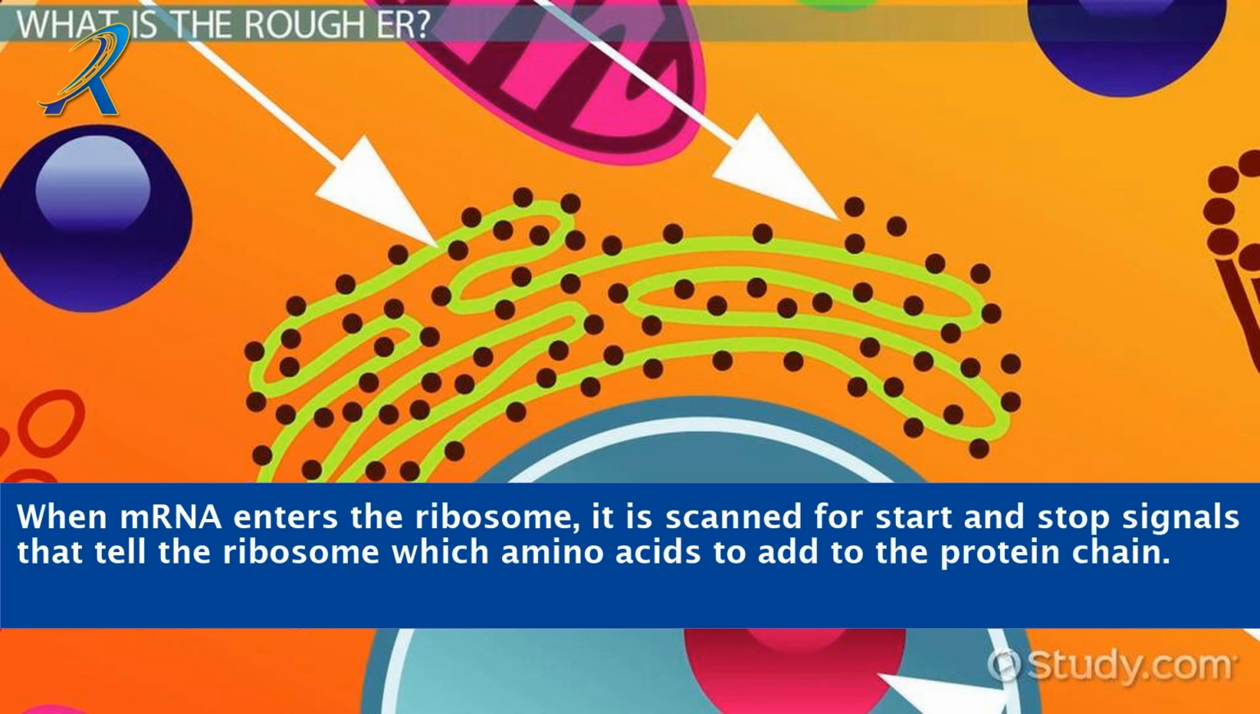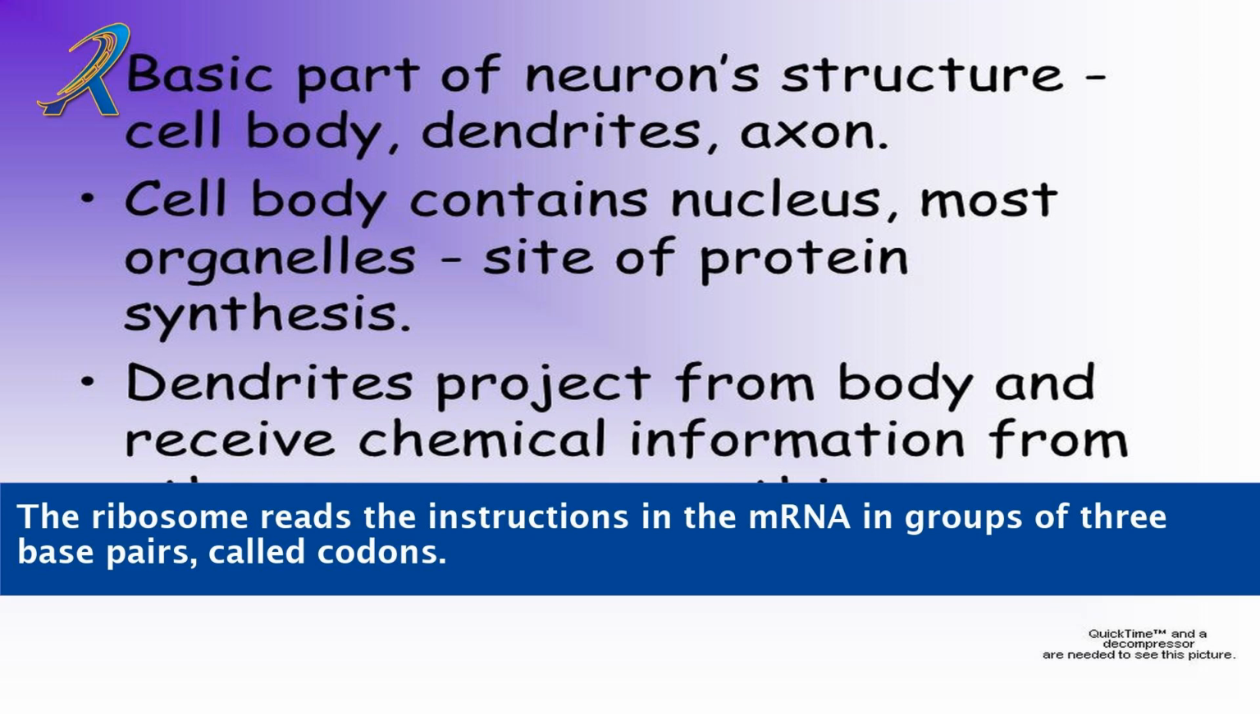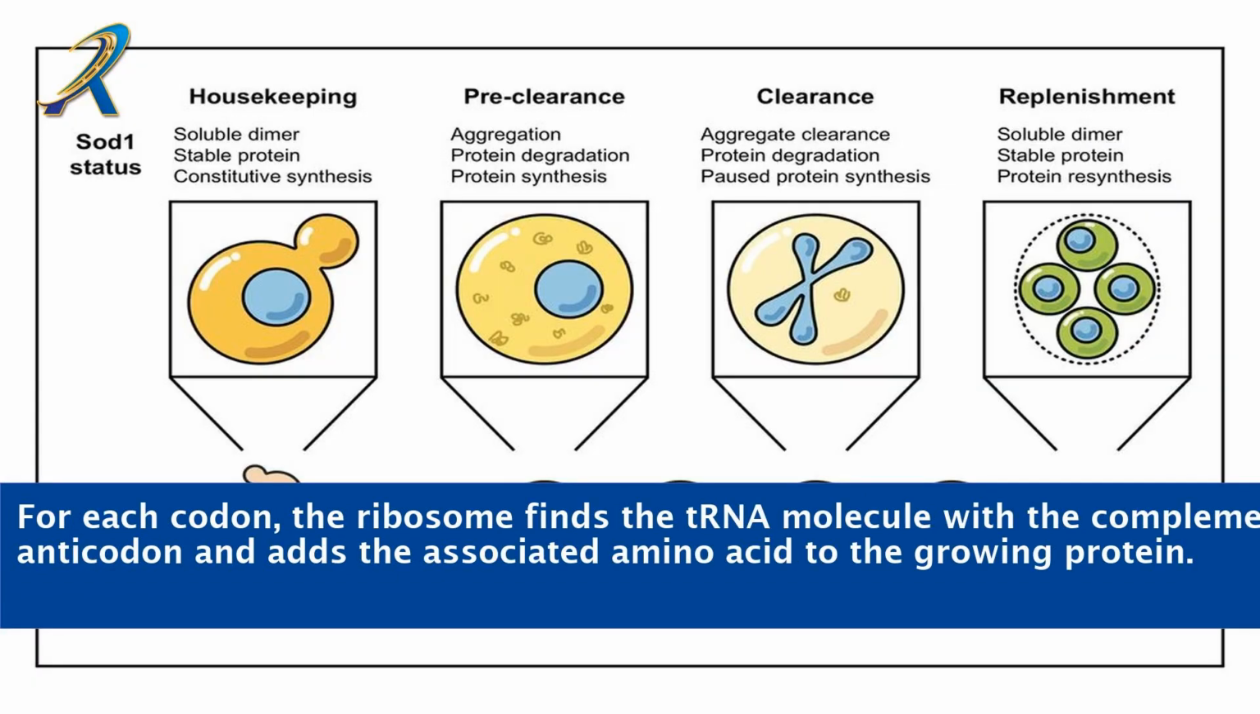When mRNA enters the ribosome, it is scanned for start and stop signals that tell the ribosome which amino acids to add to the protein chain. The ribosome reads the instructions in the mRNA in groups of 3 base pairs, called codons. For each codon, the ribosome finds the tRNA molecule with the complementary anticodon and adds the associated amino acid to the growing protein.